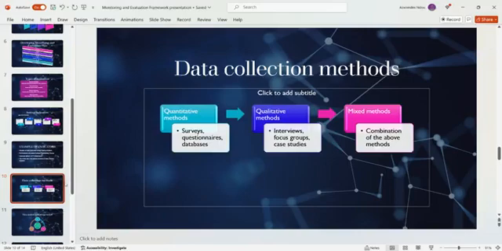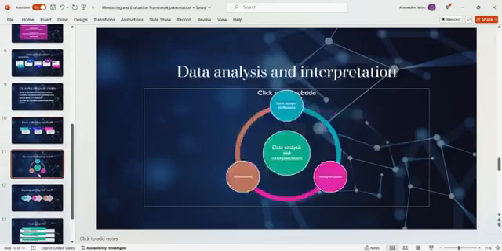The other issues are the collection methods. I think I've spoken about the quantitative, the qualitative, and the mixed methods. Quantitative, of course, is surveys and questionnaires, and qualitative is the interviews. So I don't have to repeat this. I've spoken in detail about the methodologies you can use as you collect data, and the issue of data analysis and interpretation: the techniques and the statistics and data analysis systems that we use to analyze data.